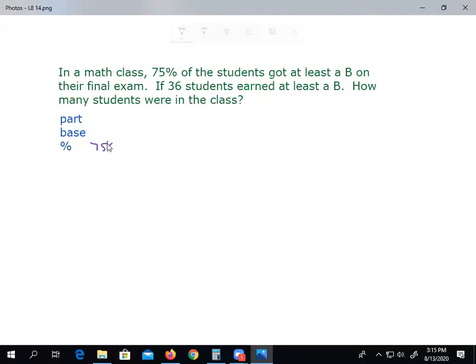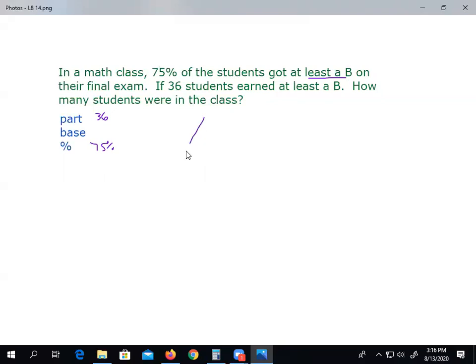And notice that the percent also is describing the part. 75% of students got at least a B. 36 students earned at least a B. Well, that means that that's the part, because that's what the percent was describing. So the percent describes the part as well. The base is always the whole amount. And again, it's asking how many students were in the class, so that would be our unknown in this problem.